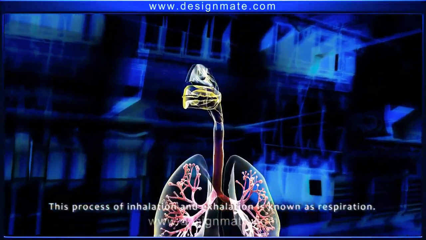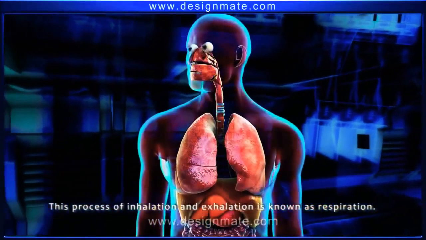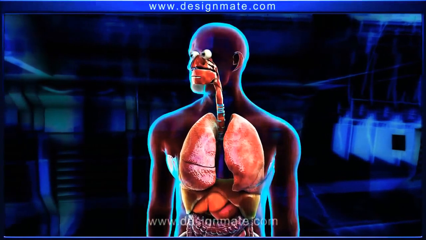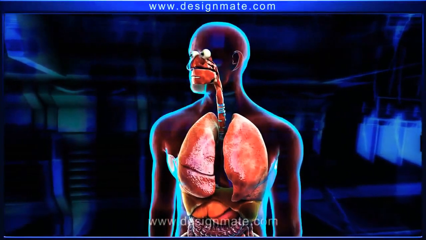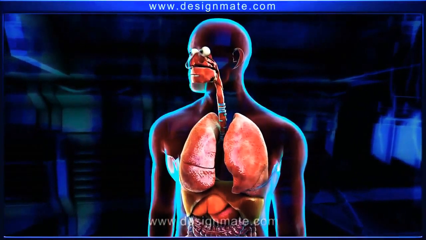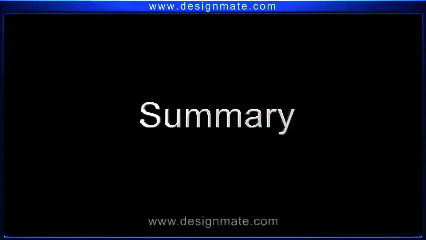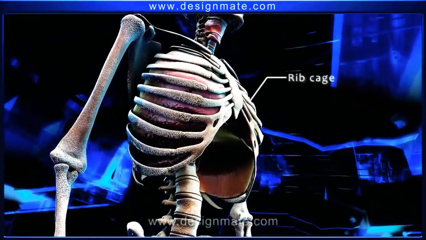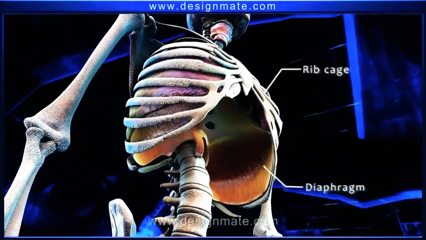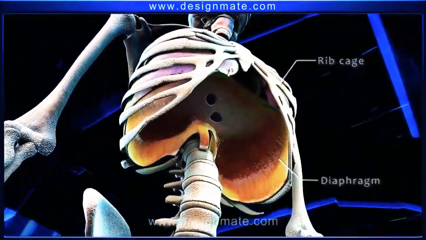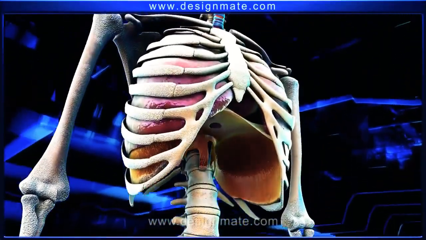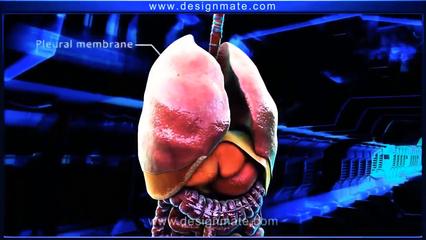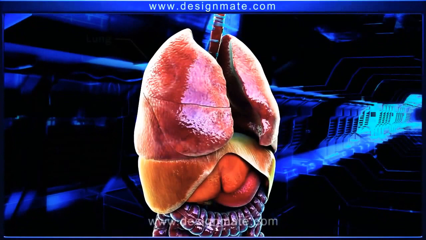This process of inhalation and exhalation is known as respiration, which is approximately 20 times per minute. Summary: in the thorax region, the ribcage and the diaphragm are observed, which play a vital role in respiration. Present within the ribcage are the pleural membranes which enclose the lungs.